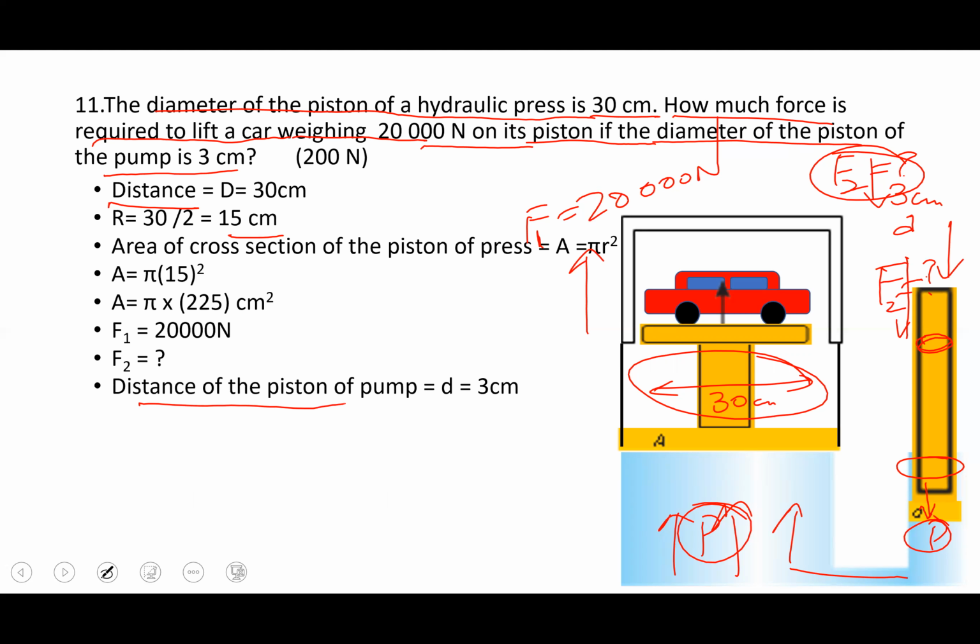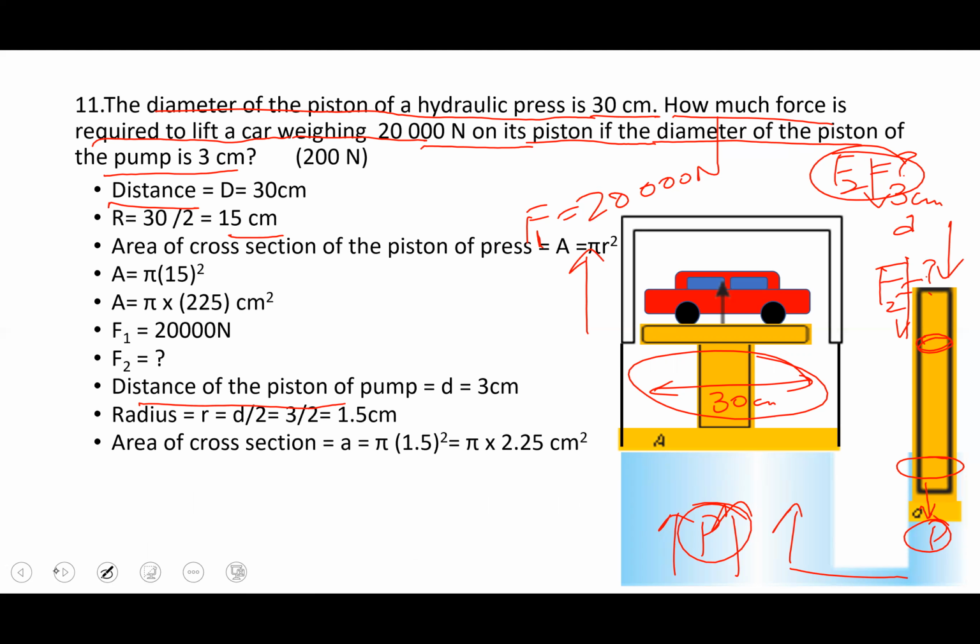So the diameter of the second piston, or we can say F2 piston, is D equal to 3 centimeter, or we can say radius R is equal to D divided by 2, which is 3 divided by 2, 1.5. Putting in the values in the same cross section area, small a will be equal to pi into 1.5 square, which is 2.25 pi centimeters square.